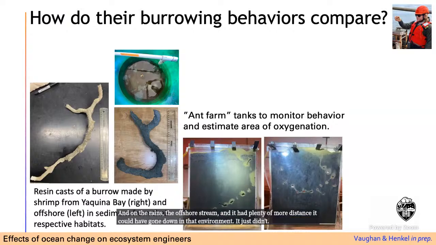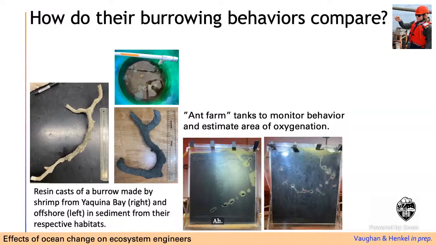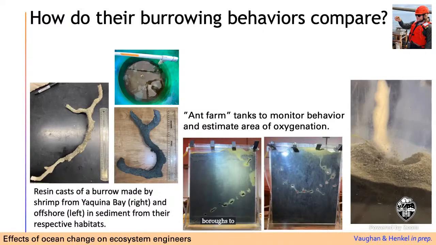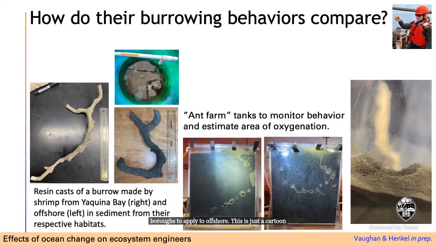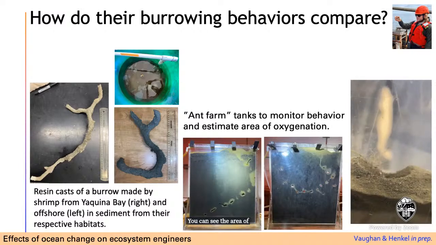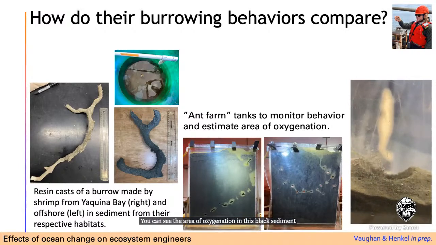It could have gone down in that ant farm, and it just didn't. It made that J shape at the bottom. And so you probably can't use estimates of the morphology of the estuary burrows to apply to offshore. Might be moving through. You can see the area of oxygenation in this black sediment around where the shrimp are.